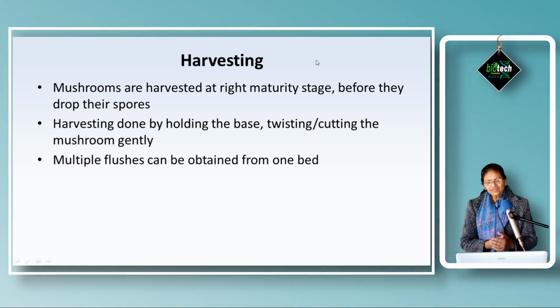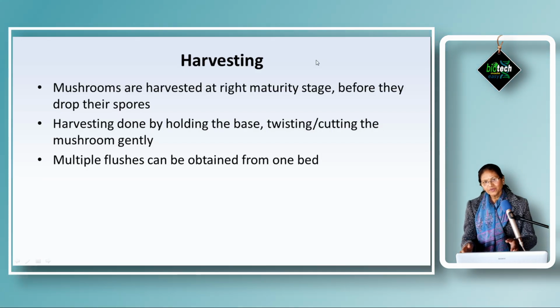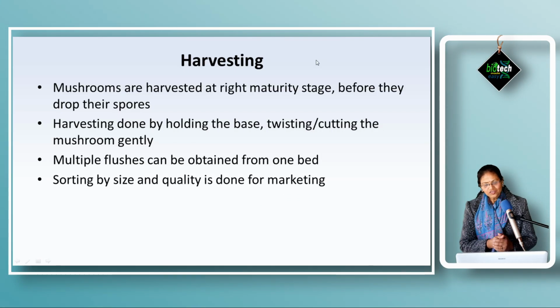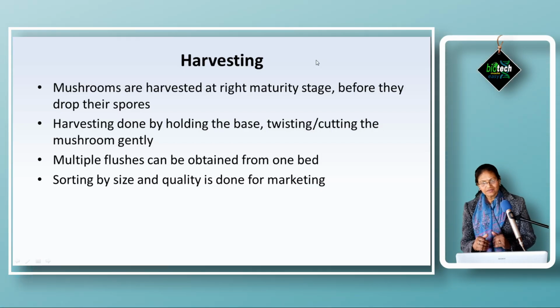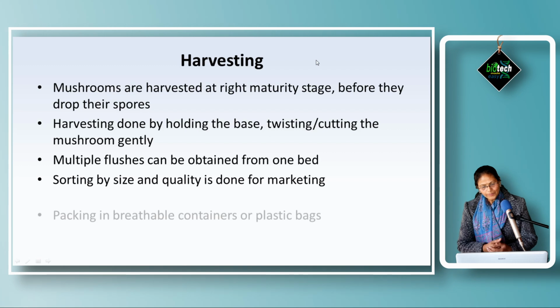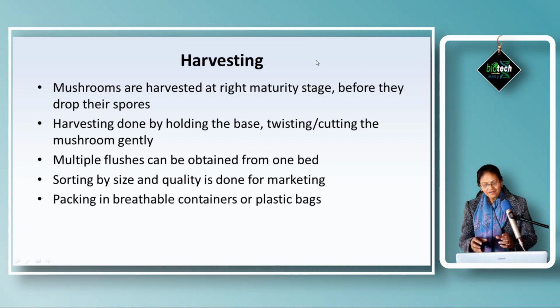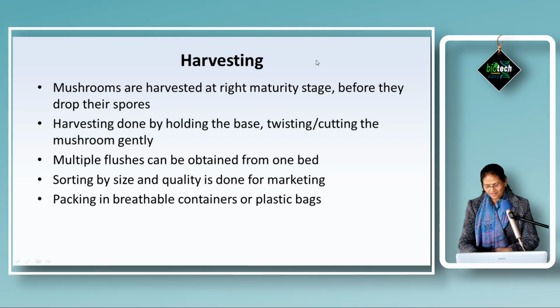And multiple flushes can be obtained from one bed. That is a very good thing about mushroom cultivation, that once you have prepared the bed, many harvestings can be done. So many flushes can be obtained. And sorting by size and quality is done at this time before it is marketed. The premium quality mushrooms are generally more expensive than the average one. And then the packing is done in breathable containers, which should have holes, or the plastic bags.